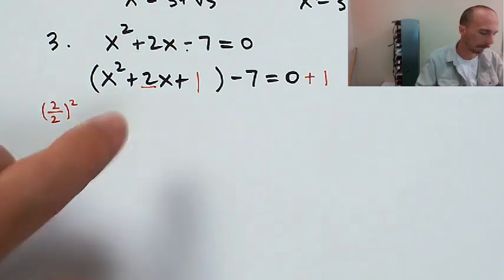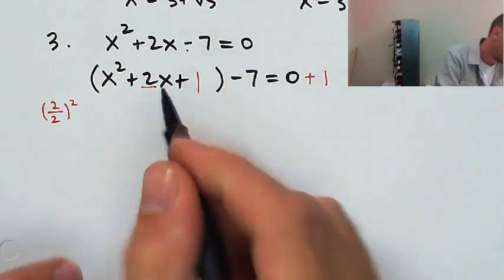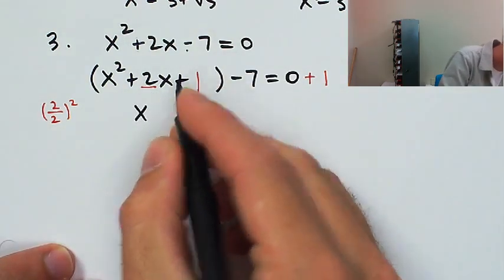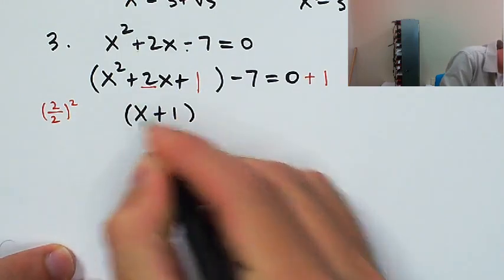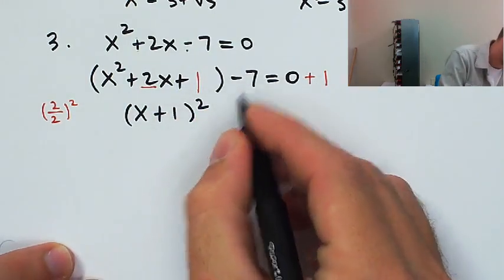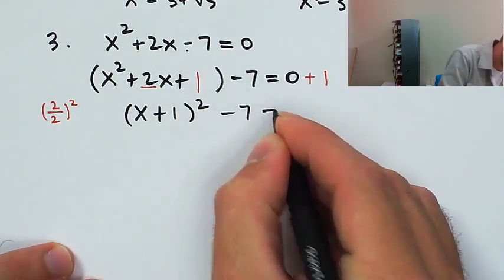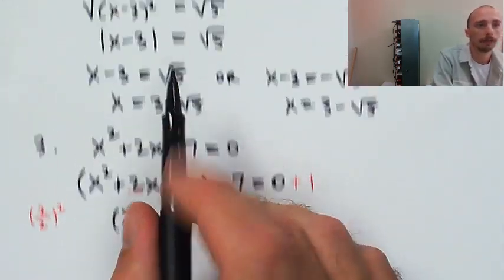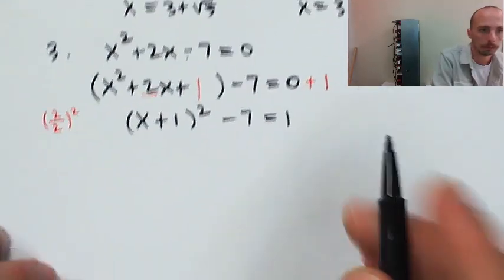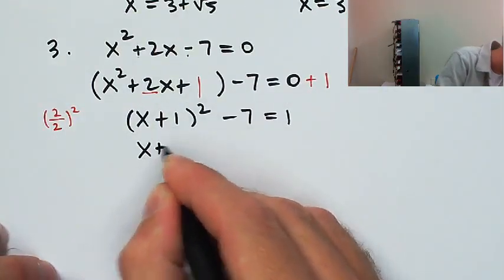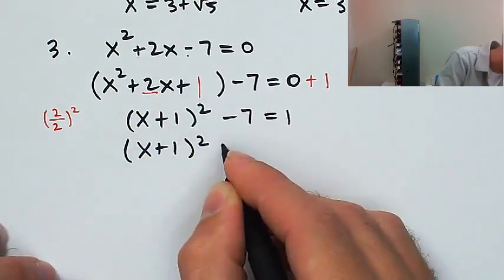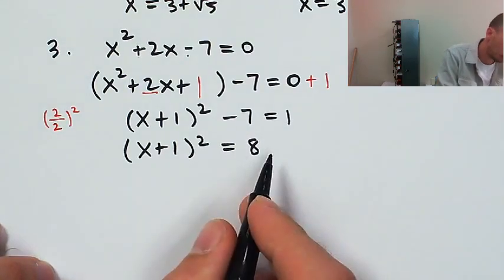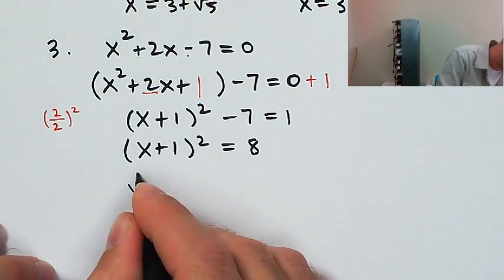And then I factor the thing in parentheses. So this is going to be x plus 1 times x plus 1, minus 7 equals 1. Then I'm going to add 7 to both sides to get it looking like the earlier examples. And then I'm going to take the square root of both sides.